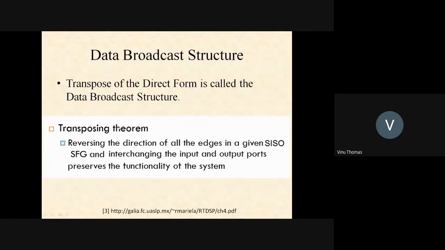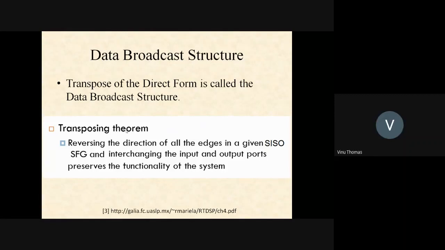Now, you have seen how to transpose a signal flow graph. How will you transpose a signal flow graph? Module 2. We can reverse the direction of all the arrows and interchange the input and output.